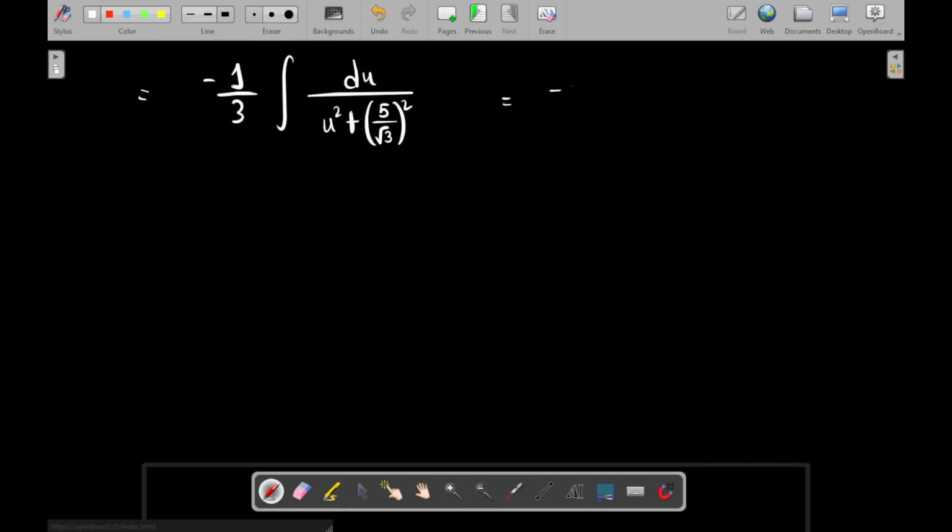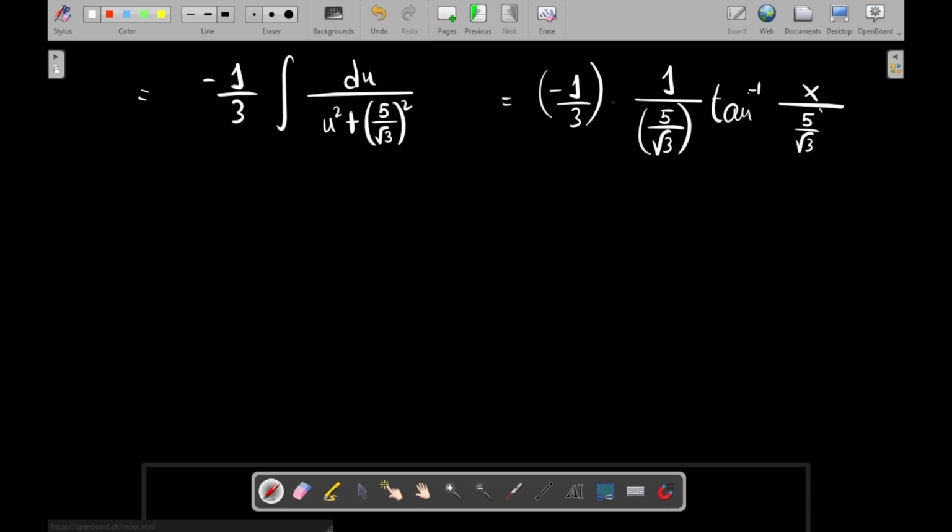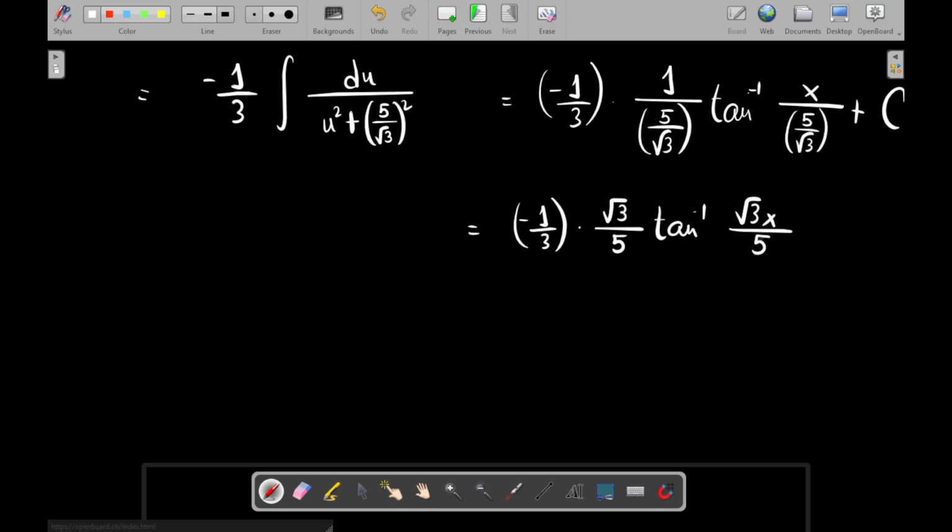This is just minus 1 by 3, 1 upon a, which is 5 upon root 3, so this becomes 1 upon 5 by root 3 tan inverse of x divided by a, which is nothing but 5 upon root 3, plus c. Further simplification gives us minus 1 by 3 times root 3 by 5 tan inverse of root 3x by 5 plus c.